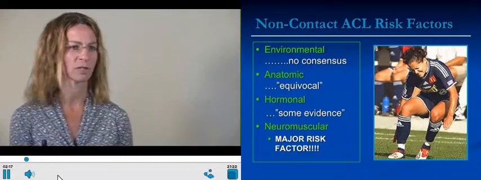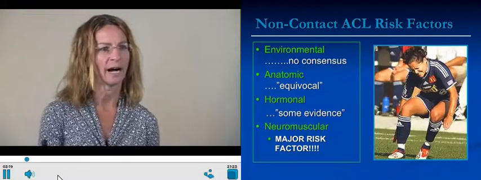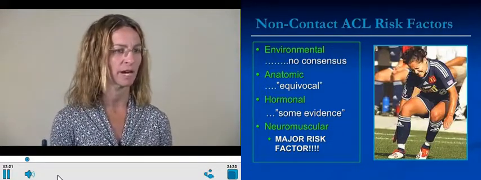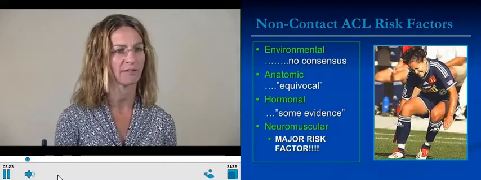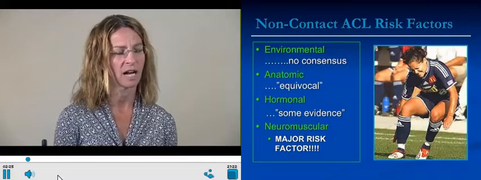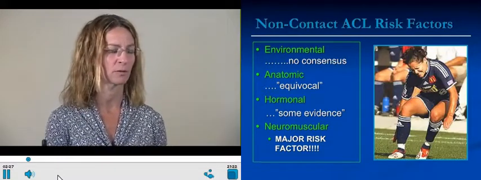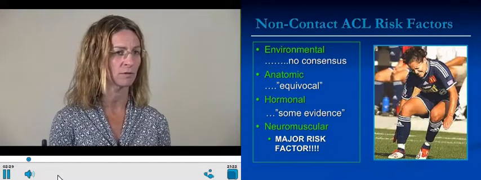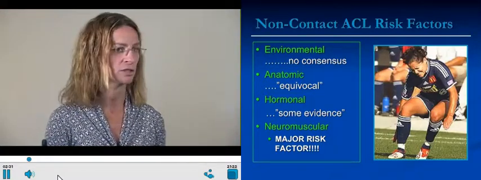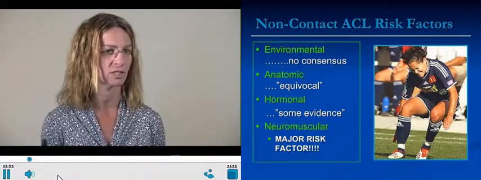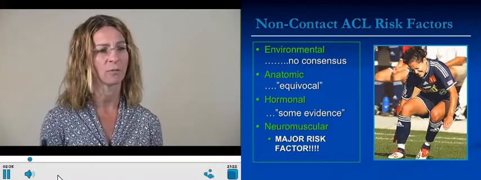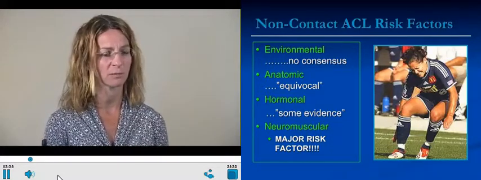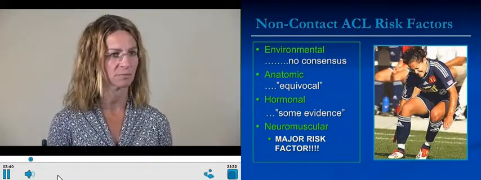So just running through some of the potential causes. It has been proposed that environment is a cause, and again, there's no real consensus on this. There are anatomic issues that have been proposed, and some of the data on this is equivocal. There's hormonal postulations, and there is some evidence to suggest that this may be true. And neuromuscular, which really seems to be the most major risk factor in ACL injuries.